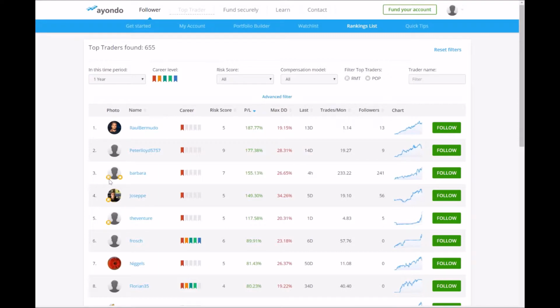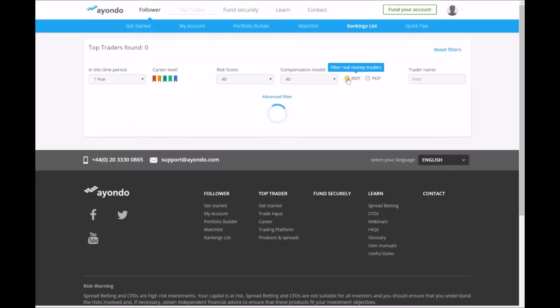When they have an R next to their name, like here, that means they are a real money trader, so they're actually using their own cash to trade. These two at the top, as great as their returns have been, they're trading on demo accounts. So my very first criteria, I've got no interest in anybody who's trading on a demo account. Your criteria may be different, but that's mine. So at the moment we've got 655. We're going to filter out and just look at real money traders, so I click on RMT here.